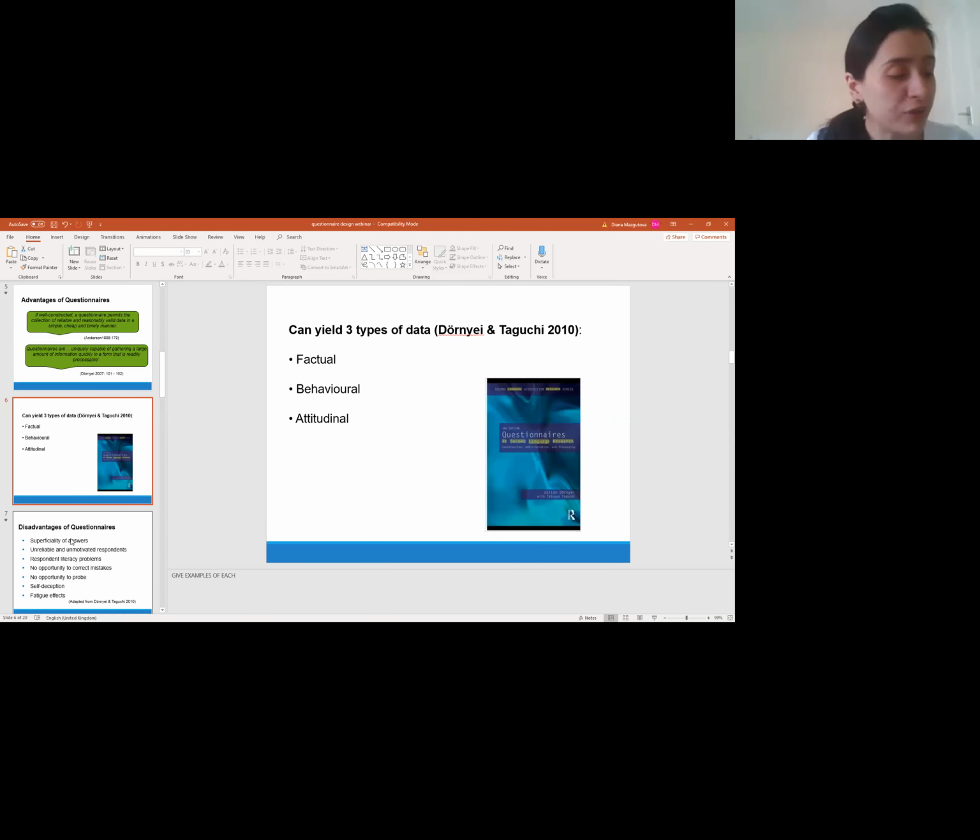So, the types of data that you can collect. The first type of data is factual. And very often we call factual type of data classification type of questions. So why do we use them? To find out who our respondents are. With the help of factual questions, we usually collect some data about demographic characteristics of our participants.